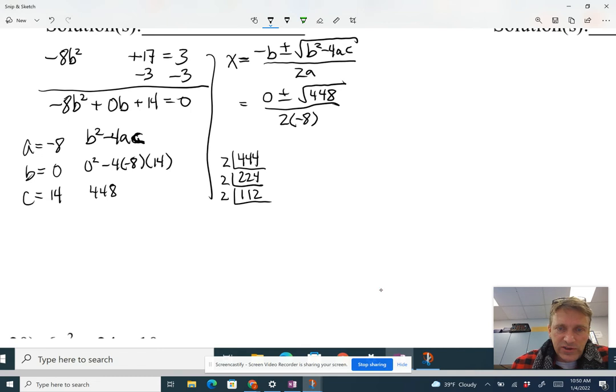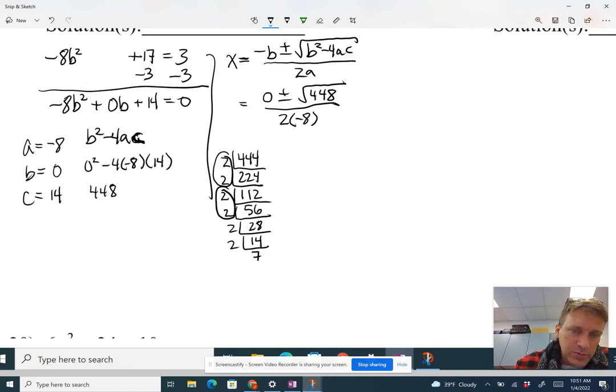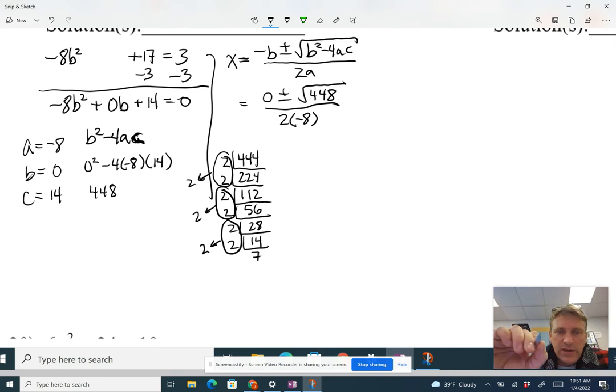And 2 into 112 goes 56 times. And 2 into 56 goes 28 times. 2 into 28 goes 14 times. And 2 into 14 goes 7 times. And since 7 is prime, we stop there, making note that there is 1 pair of 2's, 2 pair of 2's, 3 pair of 2's. Each of those pairs comes out from under the radical as a 2, and they get multiplied. Some students want to add them. 2 plus 2 plus 2 is 6. No, these are multiplied. It's 2 times 2 times 2.